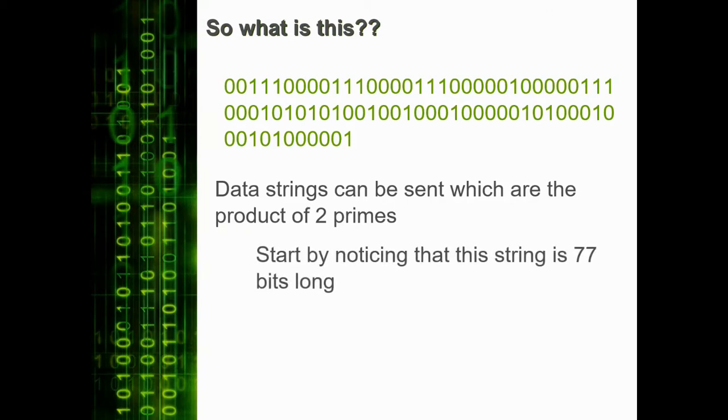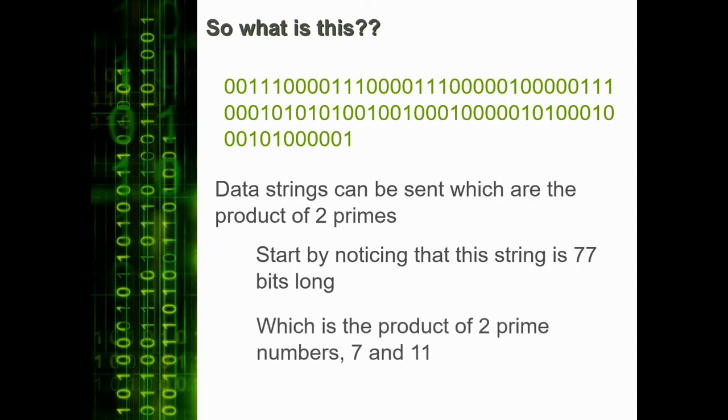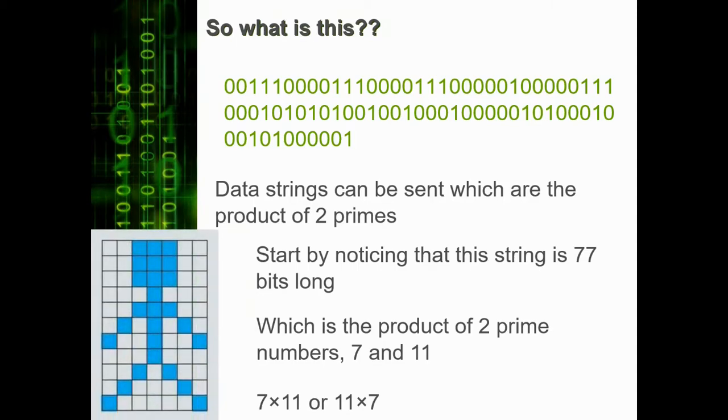So the first thing that we would notice is that this string is 77 bits long, which is the product of two prime numbers, 7 and 11. So this gives us either a 7 by 11 or an 11 by 7 rectangular grid to fill. So again, pause on your paper. Choose one of those and see what you get. Did you get a person? If you chose the 7 by 11 grid, then starting with those bits at the top, you would have 2 zeros, 3 ones, 2 zeros, 2 zeros, 3 ones, 2 zeros, and so on. And so you get a little stick person. Any civilization that might be interpreting this particular message would know that this is what we look like.